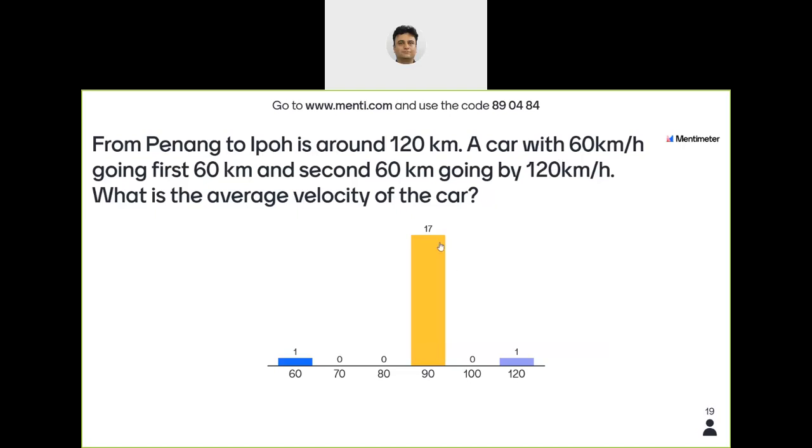So 17 our student replied 90, 120, 160. Okay, so any other reply? This one for the average velocity of the car here. Okay, very good. Thank you so much.